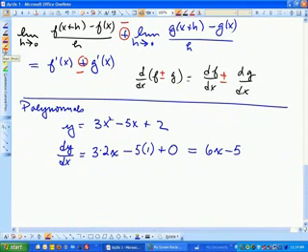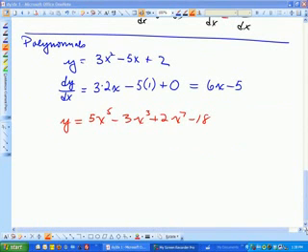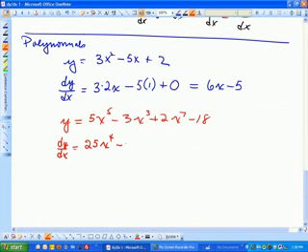Okay, let's do a little longer polynomial. Let's say we had 5x to the 5th minus 3x to the 3rd plus 2x to the 7th minus 18, something like that. So the derivative here then is going to be dy dx, and it's going to be equal to 5 times 5 is 25x to the 4th, minus 3 times 3 is 9x squared, plus 14x to the 6th, and the derivative of 18 is 0. And so, that's how you do a polynomial.